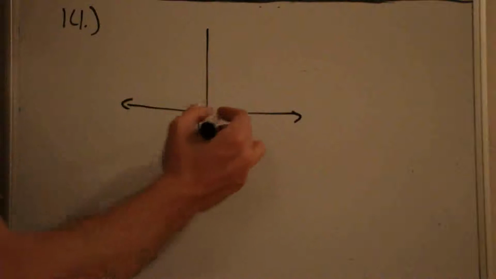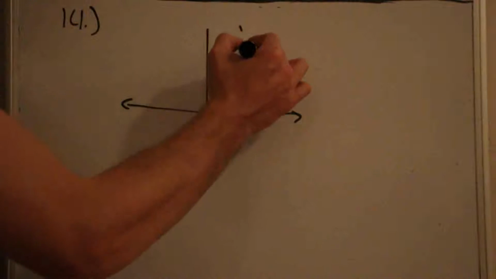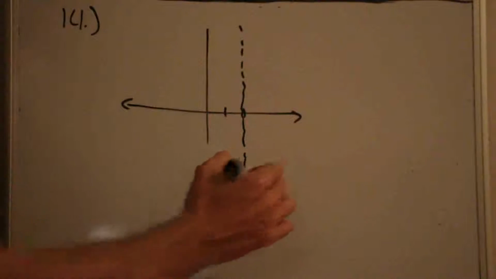Question number 14. A function f of x has a vertical asymptote at x equals 2. Best way to describe this one is with a plot. So at x equals 2 I have a vertical asymptote, so I'll draw my vertical asymptote, that's that.